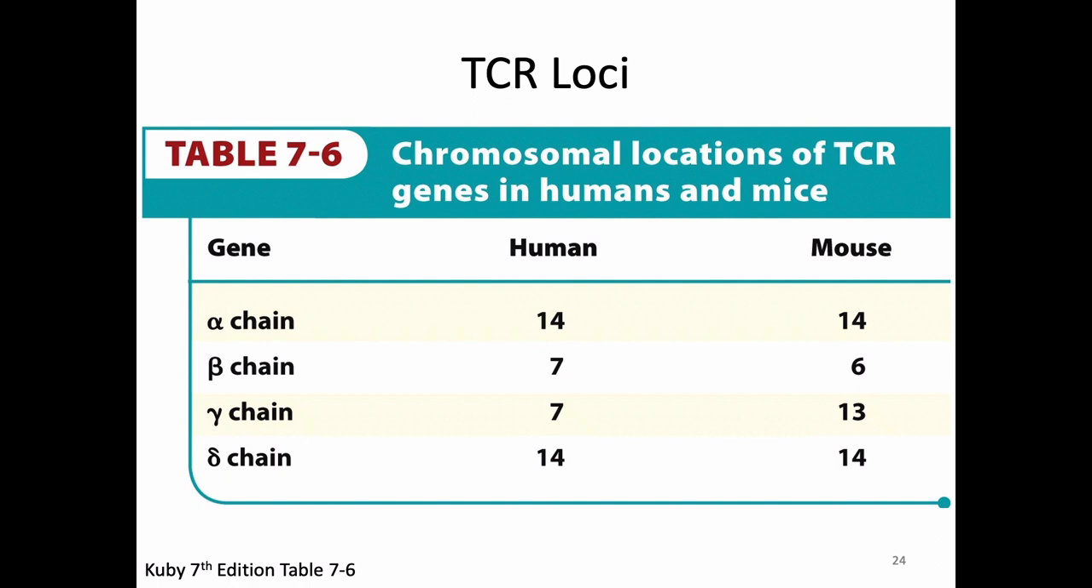So what stands out here when you look at these data? Yeah, Karen. In fact, the fact that it's 14 is less important than the fact that alpha and delta are on the same chromosome in all these cases. So alpha and delta are on the same chromosome. That's interesting, but it's actually more than that.